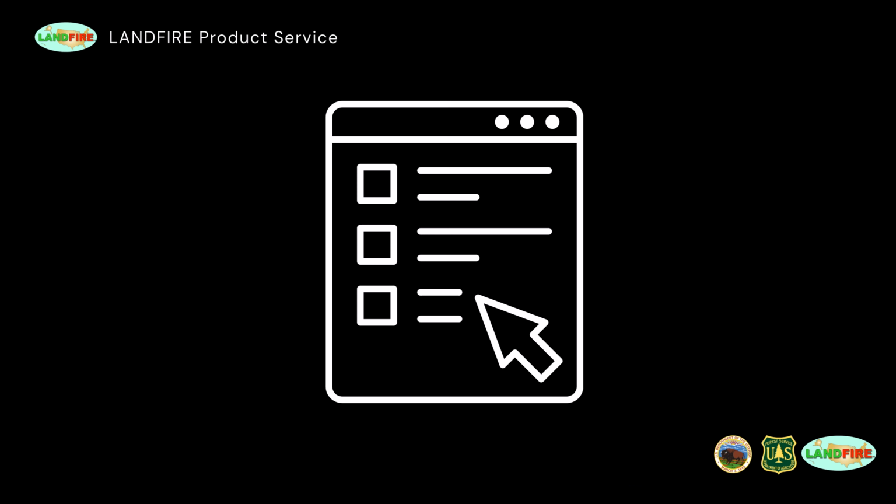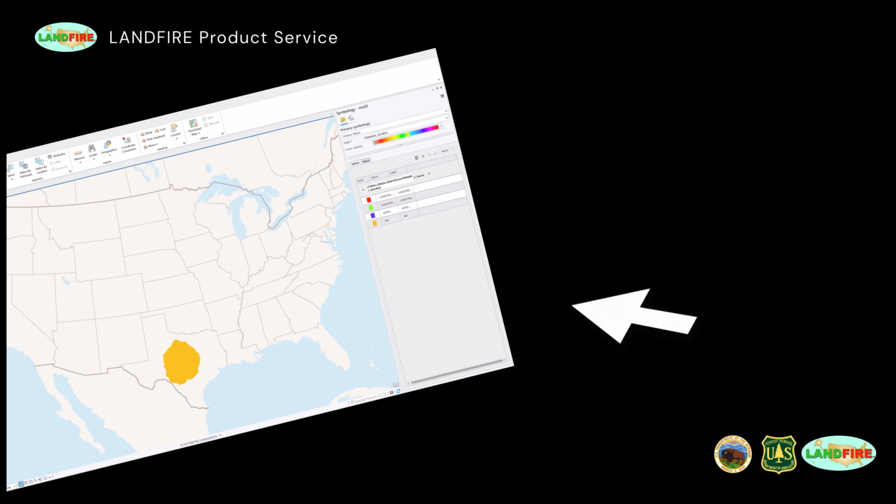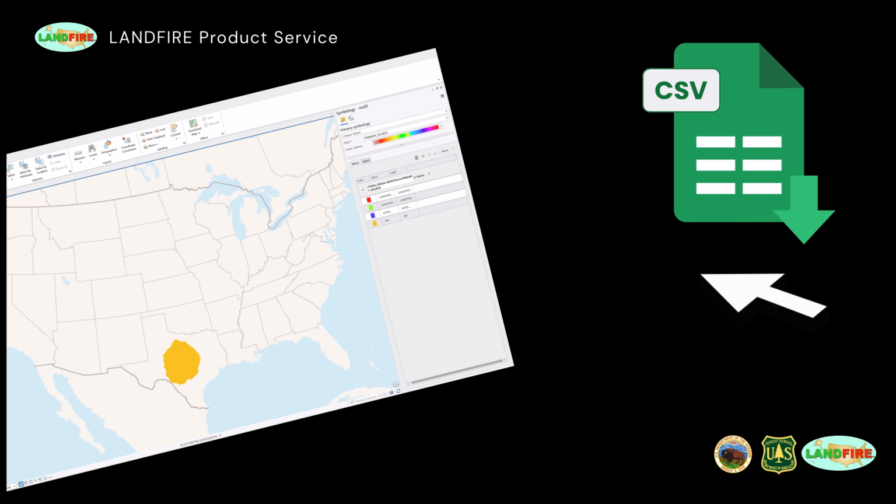In this video, I'll demonstrate how to use the LANDFIRE Product Service form to access LANDFIRE data. I'll download the data and insert it into an ARC project. Then I'll demonstrate how to find the CSV file on landfire.gov, bring it back into the ARC project, and join the two together.